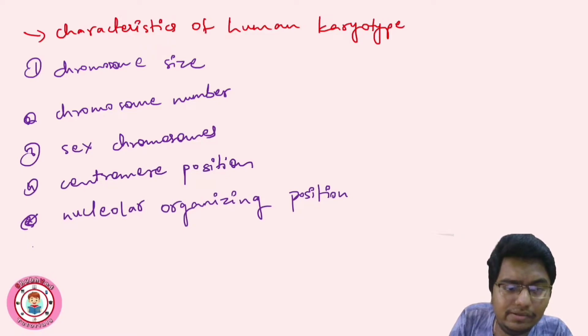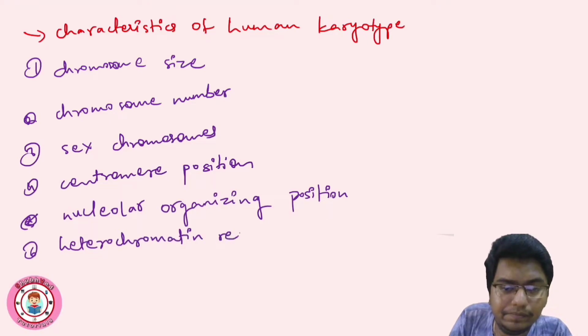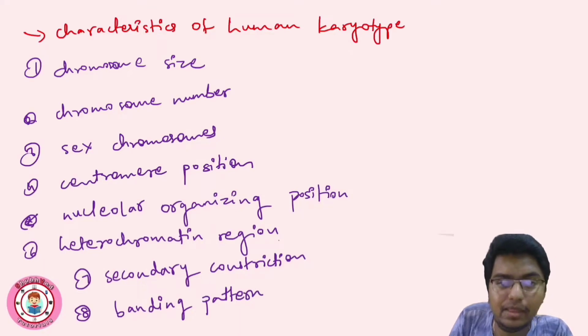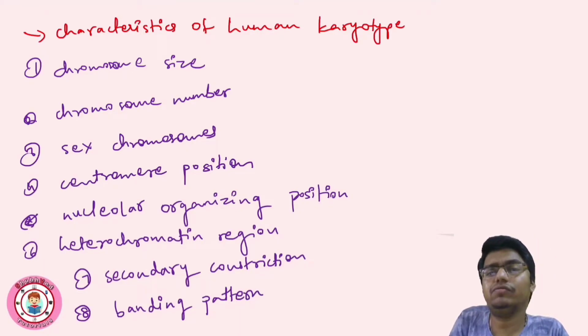Then heterochromatin region, then secondary constriction also, and banding pattern. Banding pattern means the staining pattern of chromosomes. So these are the useful characteristics of human karyotype.